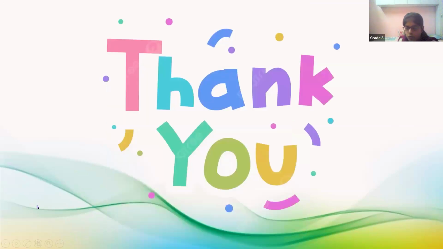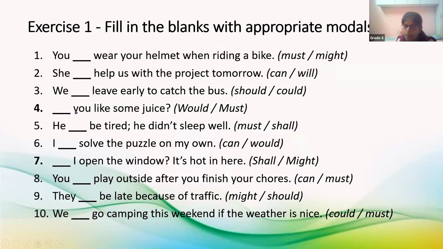Moving on. We are doing the exercises. Here we go. I have given you the choices in this one, but going forward, I'll remove the choices. So this one you all can attempt. How do you want to go about it? Okay, first I'll go to Nityashri. Sentence number 1. Ma'am, it is: you must wear your helmet when riding a bike.